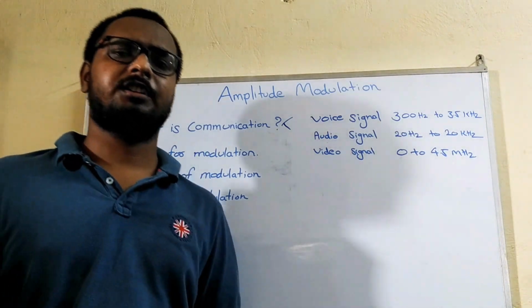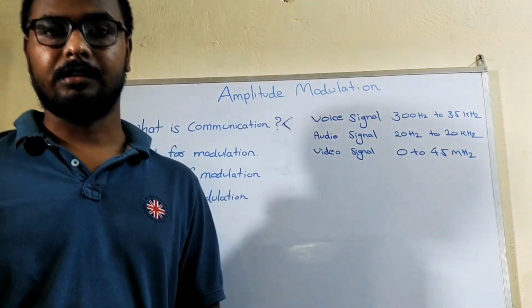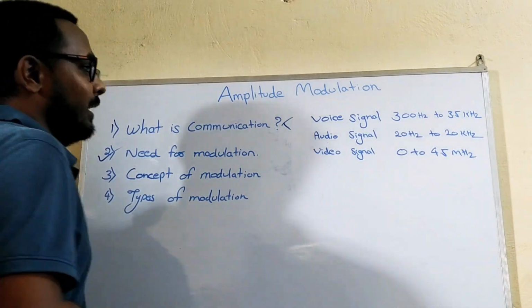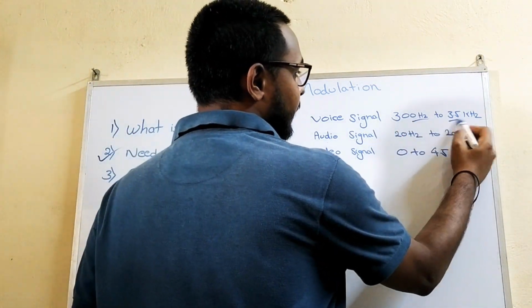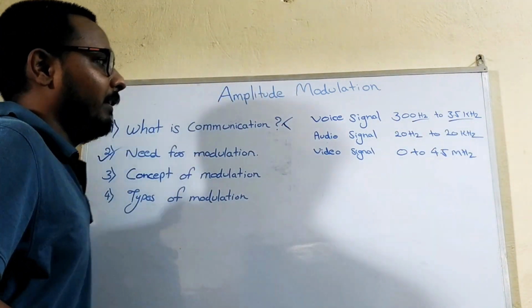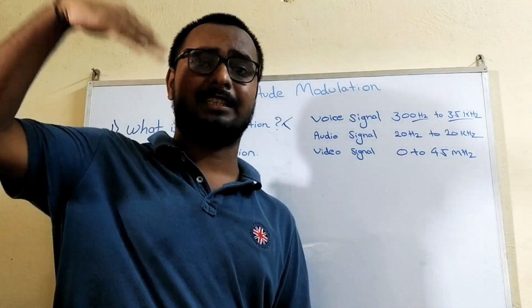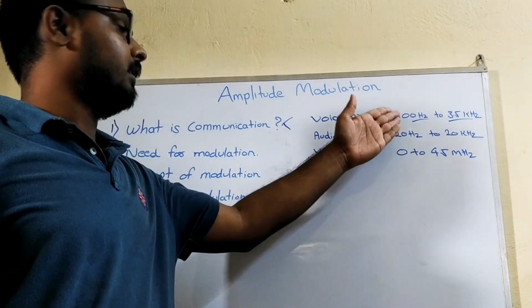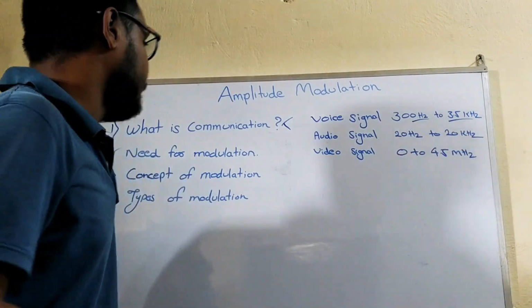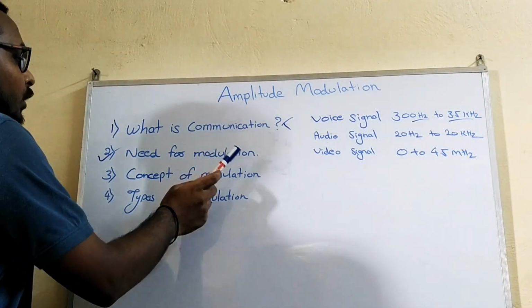Now, the second point is the need of modulation. What is the need of modulation to share our information? As we know, our voice signal, which is in the range of 300 Hz to 3.5 kHz, is very low to transmit wirelessly. So there is a need of modulation.